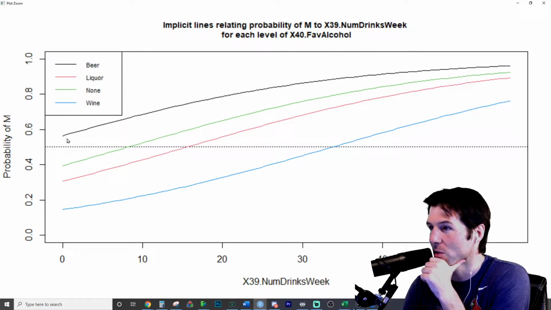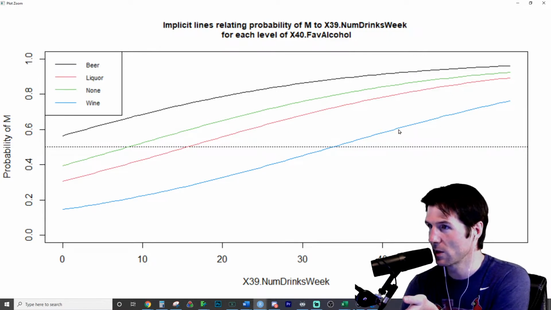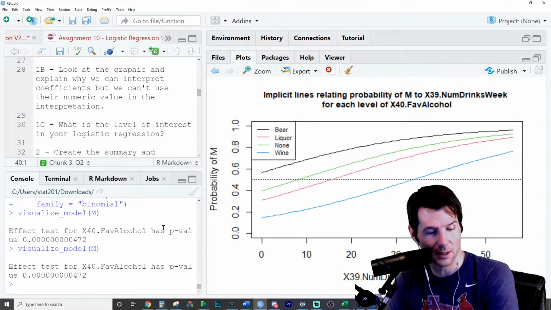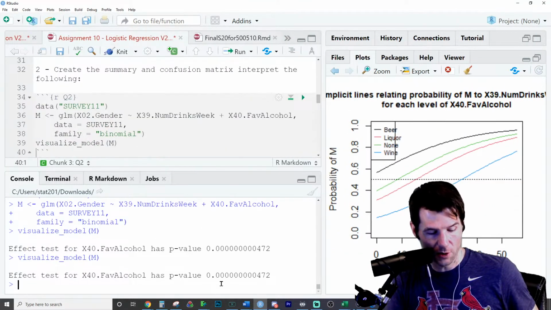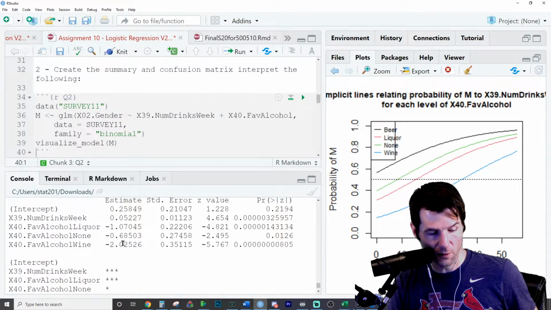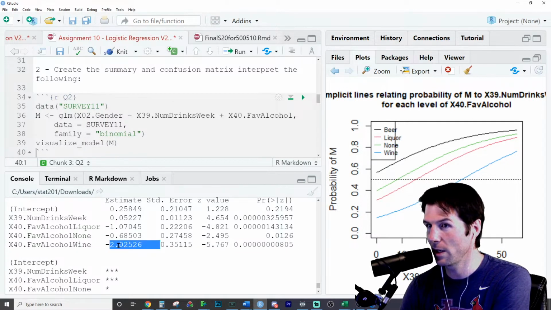What does everyone notice about this right here with your world? Just interpret this. Two individuals who are otherwise identical, they have the same number of drinks per week, but one person drinks beer and one person drinks wine. The person who drinks wine is what, at all points? You don't need to look at coefficients right here. You can just see it visually. The coefficient of wine is going to be negative. I can tell you that. How do I know the coefficient of wine, which is right here, is negative?